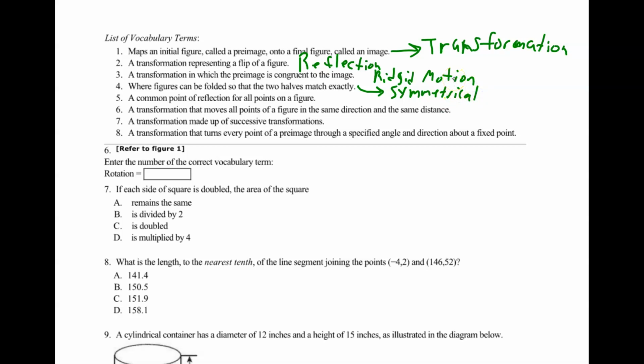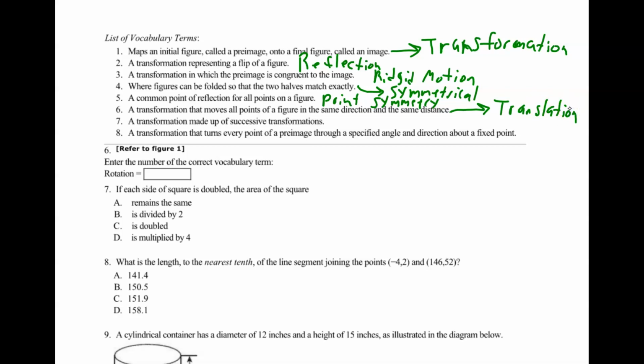A common point of reflection, it's just called point symmetry. Point symmetry, again, I'm not worried about that one. A transformation that moves all points of a figure in the same direction, same distance. This one you should have gotten. It's a slide or a translation.